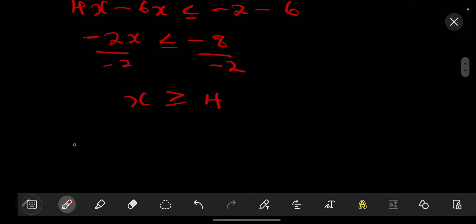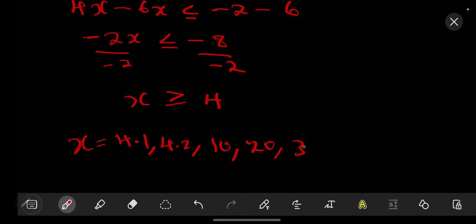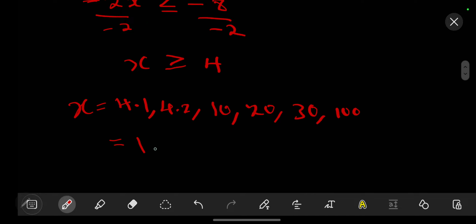Now what does this mean? That means x can take values that are greater than 4. It could even be 4.1, it could be 4.2, but the values are increasing. It could be 10, it could be 20. All these values are greater than 4. Then we have 30, we have 100. The values keep increasing, we could keep adding zeros like that.